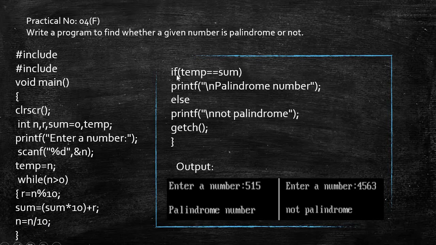Now if the number the user has entered is equal to sum, then it will print that the number is a palindrome. And if this condition is not satisfied, it will jump to the else statement, that is, this number is not a palindrome. So you can see the output over here. Through this you will get the idea.